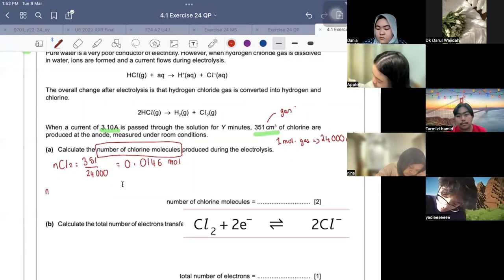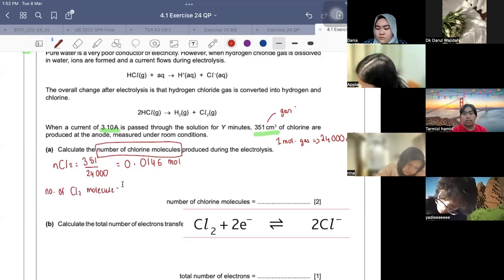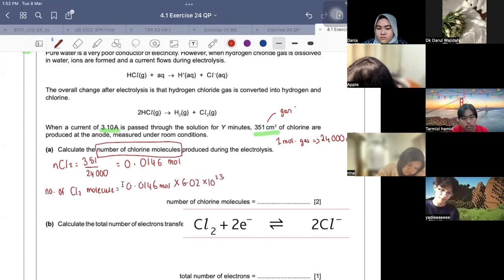Okay, so number of chlorine molecules is equal to mole times Avogadro. So this time I'm going to use the correct Avogadro's value, 6.02 times 10 to the power of 23.